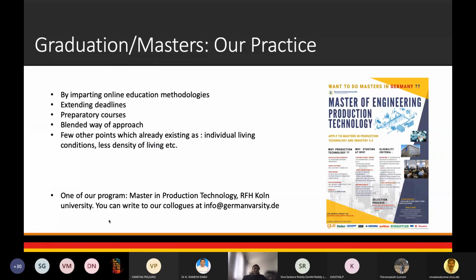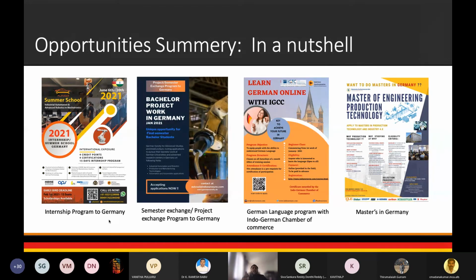So in a nutshell, among the opportunities, you can have an internship activity, and even a semester exchange activity, and also the possibility of language learning while sitting in India, and from there moving to a master's education and master's opportunities. This is how we created a 360 degree ecosystem for students to learn the practices and to achieve the technology requirements in the current conditions.